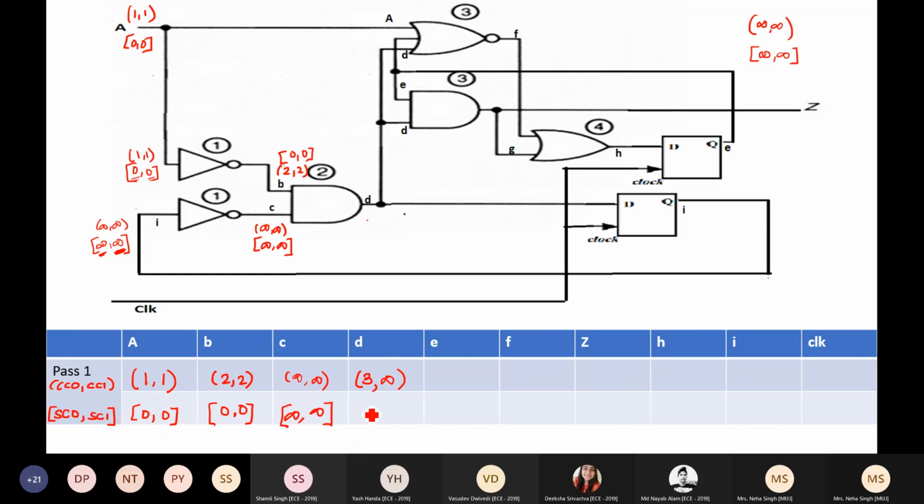Let us talk about sequential controllability at wire D. Sequential controllability SC0. SC0 would be the minimum of SC1 at the inputs. So minimum value is 2. I do not add 1 now because I am calculating sequential controllability. So this becomes 2.